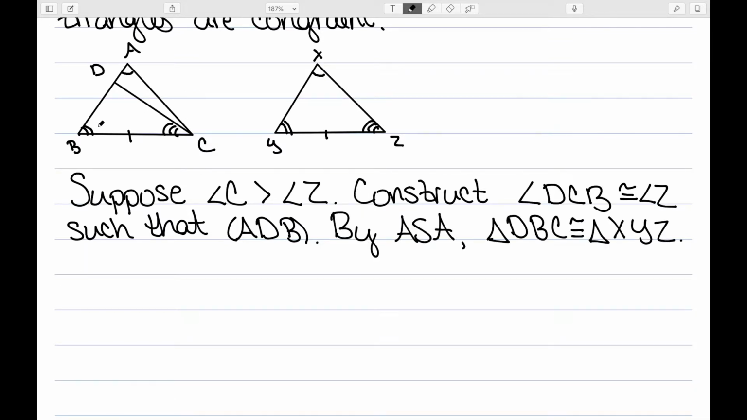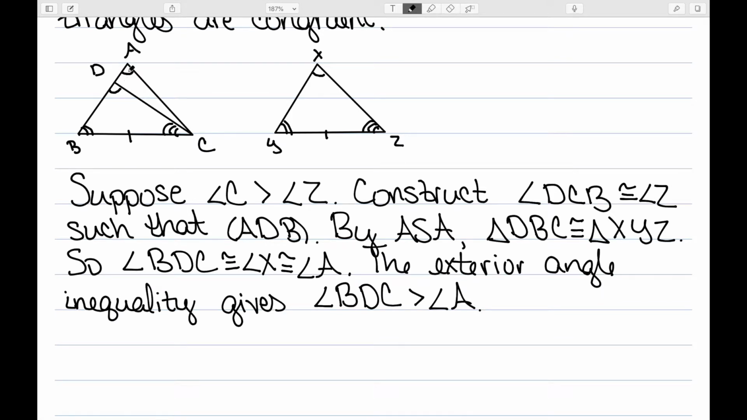By angle side angle, this triangle DBC would be congruent to XYZ. This means that this angle BDC up here needs to be congruent to angle X since they're congruent triangles, but that's also congruent to angle A because that was part of our assumptions. However, the exterior angle inequality says if I look at this little tiny triangle up here that I'm going to highlight, this angle BDC is an exterior angle, so it should be greater than angle A, the interior angle. But it's not, it's equal, so that's a contradiction.